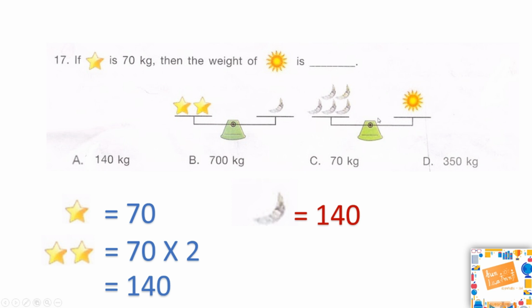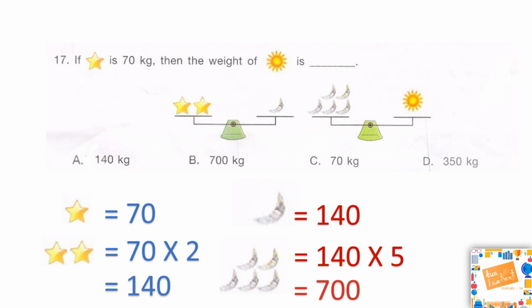Now, coming to the next balance, it shows the sun is equal to 1, 2, 3, 4, 5 moons because the balance is in a straight line. So, 5 moons is equal to 140 times 5, which is equal to 700. Hence, our correct answer is option B, that the sun is 700 kilograms.